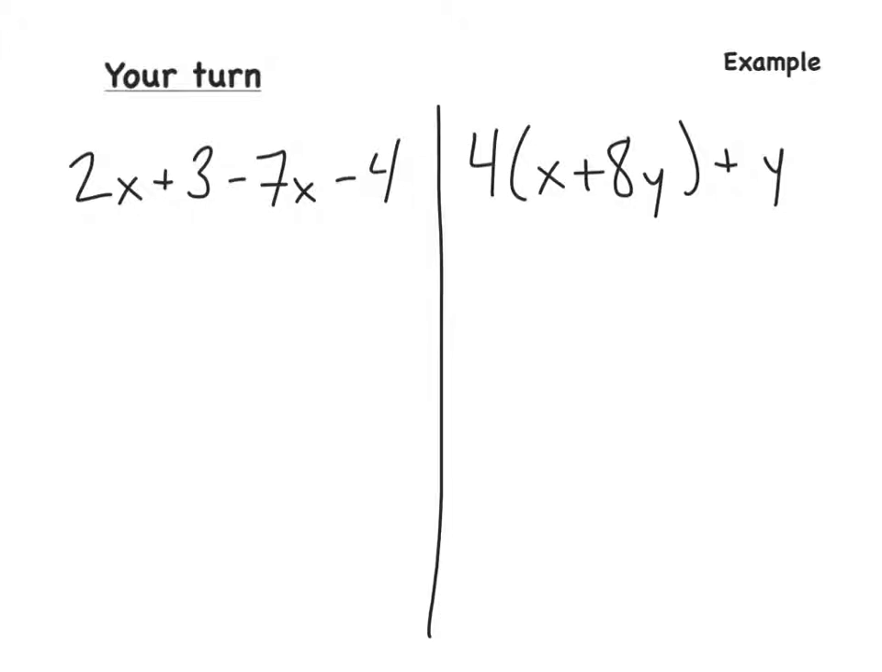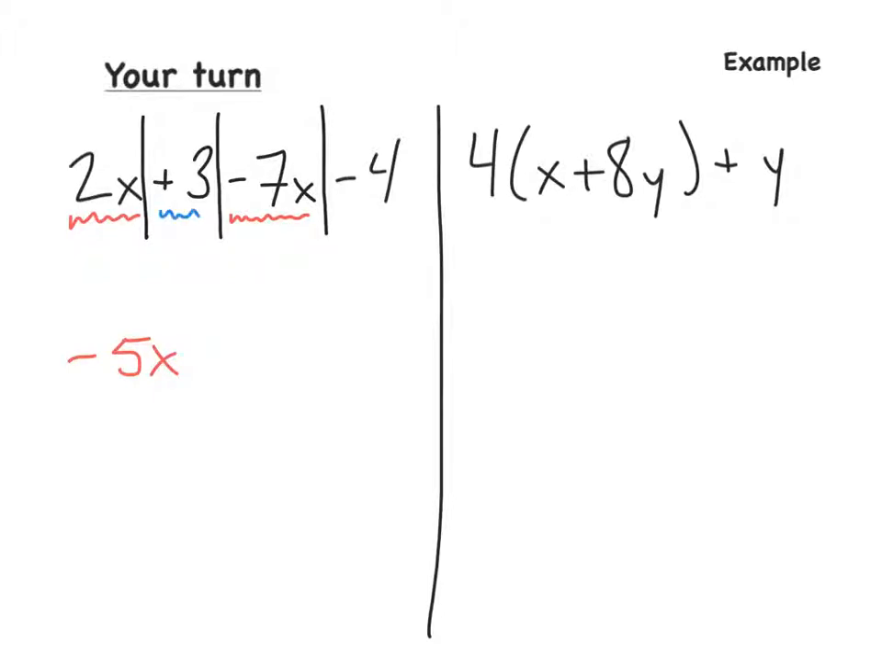Alright, if we have 2x plus 3 minus 7x minus 4, I like to split up my terms. So now let's combine like terms. So I have a 2x. Are there any other x's? We have a minus 7x. So we think, what is 2x minus 7x's? So 2x minus 7x's is equal to a negative 5x.